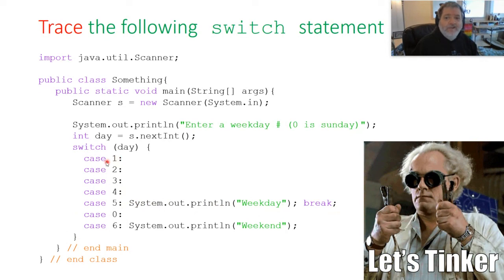So it's like if I wrote, if case is 1 or 2 or 3 or 4 or 5, do this. But there is no way to do an or with the switch, so this is how we do it. And then if I match 0 or 6, then I display weekend. I don't have a break, but does it matter? No, because that's the last case. So I could cascade into nothing.